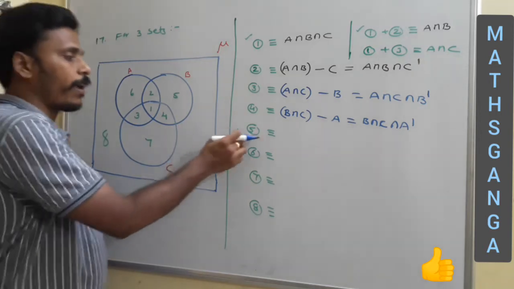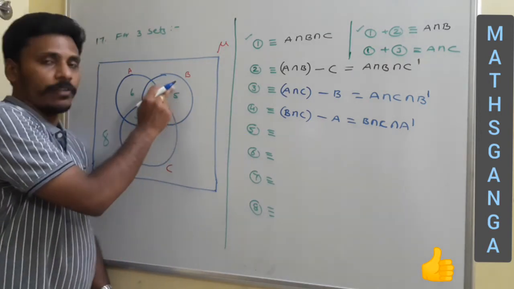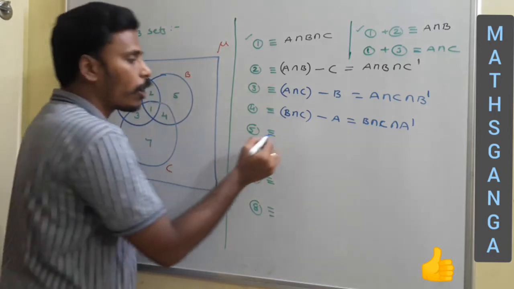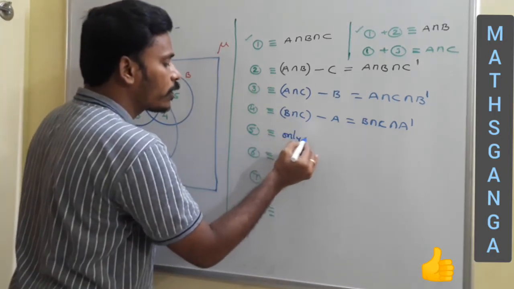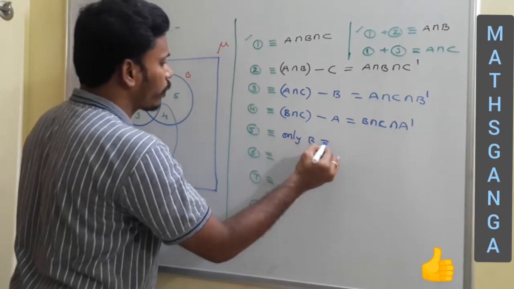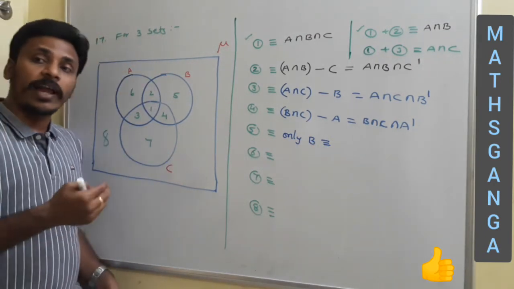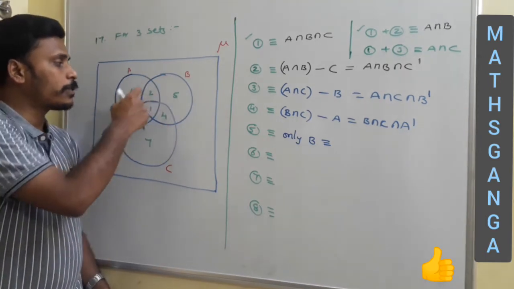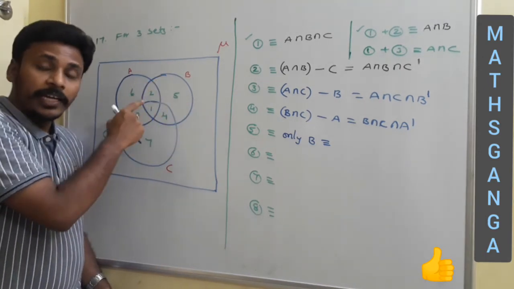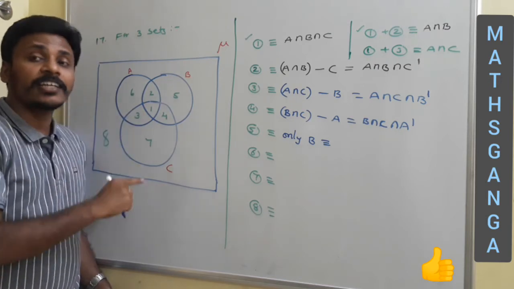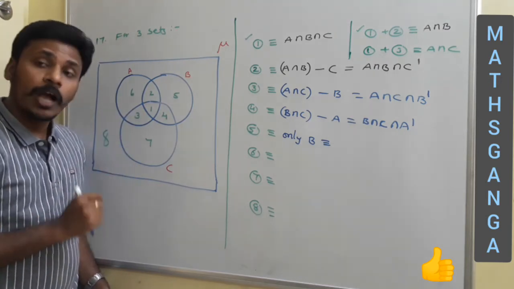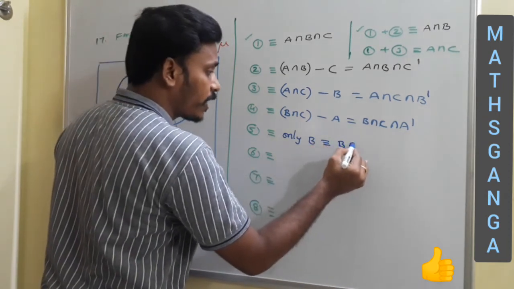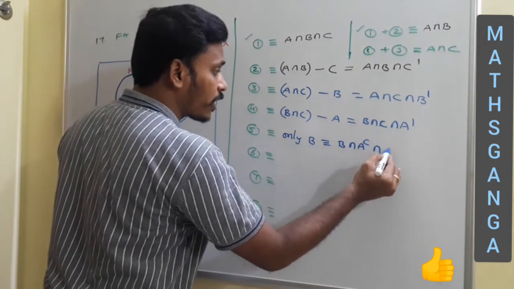And then coming to 5. 5 is only this particular region. This region 5 is there only in B, not in A, not in C. That's why this 5 represents only B region. And that only B region I can write in many ways. How can I write only B? B intersection A complement intersection C complement. Is it clear? You just think about it.